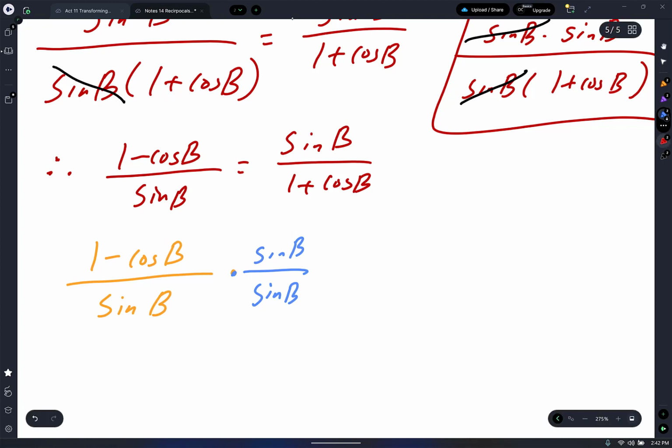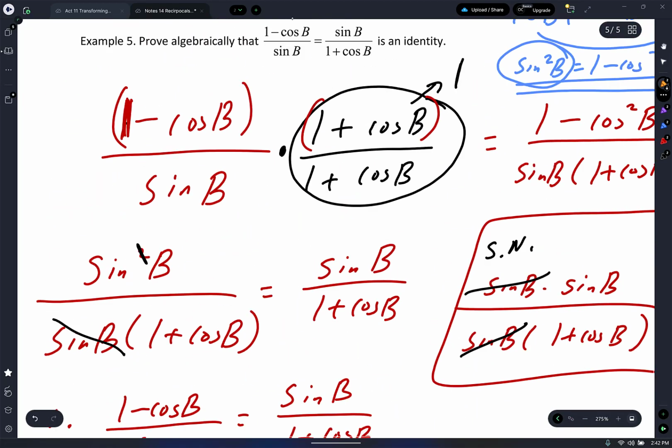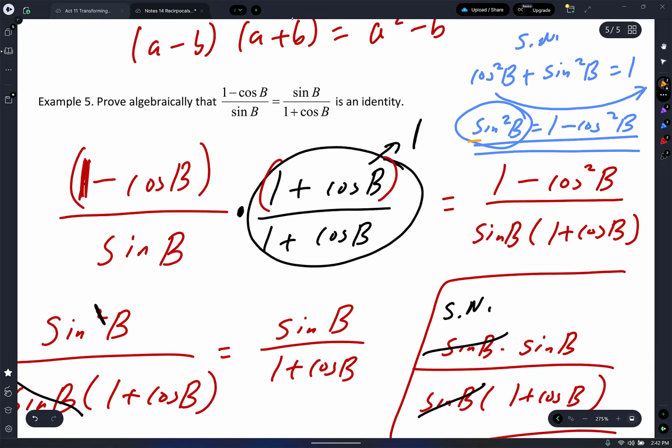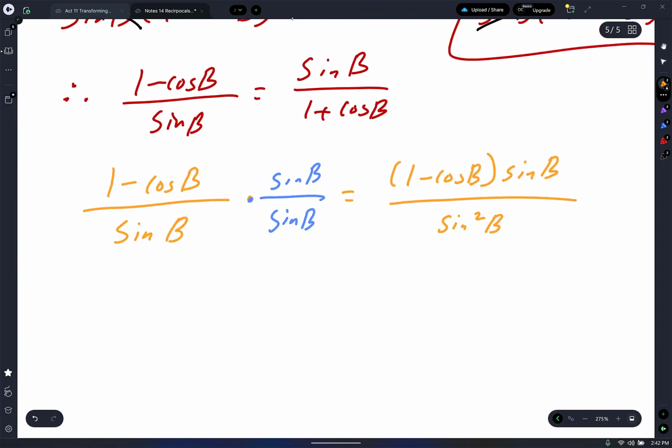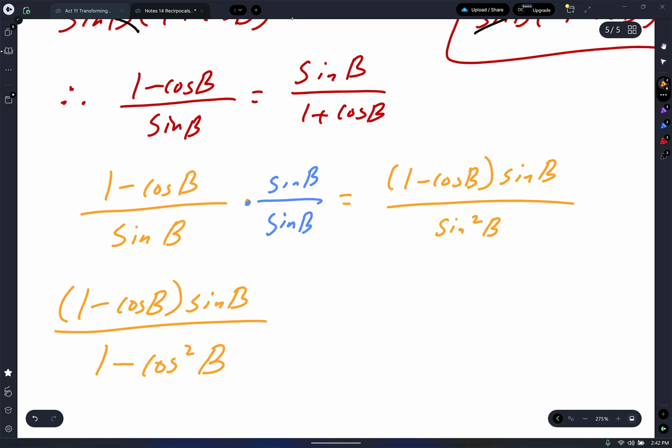So when I do that, look what happens. Go back to burnt orange. I'm going to leave this alone. And on the bottom, sine b times sine b is sine squared b. I come up and I look, where's my side note? Right here. You see this side note that sine squared b is equal to 1 minus cosine squared b? I'm going to replace it. So I write, here's my numerator, 1 minus cosine b, parenthesis sine b, parenthesis, and I'm going to write 1 minus cosine squared b. So catch up to here if you guys are going this route.